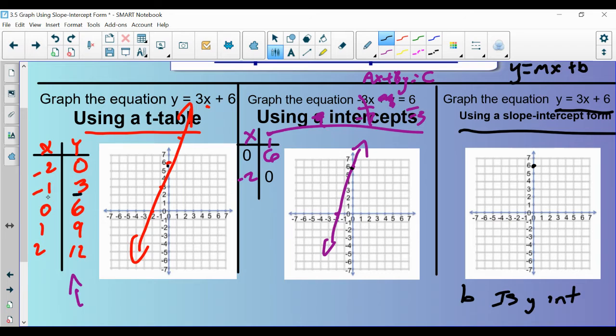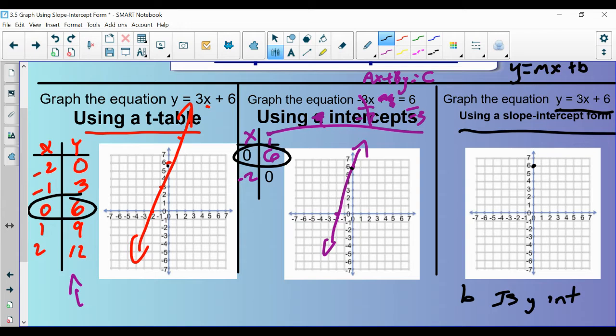We actually had (0, 6) in this table, and it's one of the points that we're using to plot this equation. So the first thing that you do is identify where the b value is. The b value is the thing that doesn't have an x with it, and it's along the y-axis. The next thing that you need to know is that the m value represents the slope.